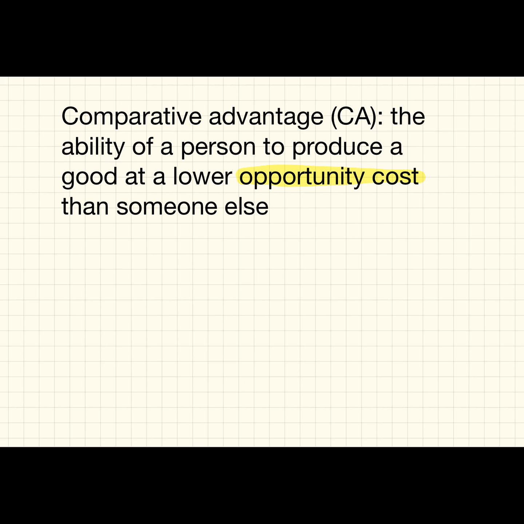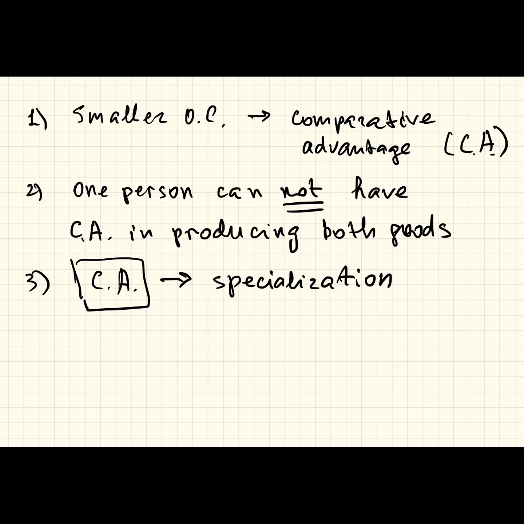When it comes to comparative advantage, things get, I would say, a little bit more subtle. So generally speaking, comparative advantage goes to the one who has smaller opportunity cost when making this stuff. And I can tell you right away that one person cannot have comparative advantage in producing both goods. So first, small opportunity cost tells us who has comparative advantage. Second, one person cannot possibly have comparative advantage in producing both goods. Third, we need comparative advantage to figure out who should specialize in producing which good.